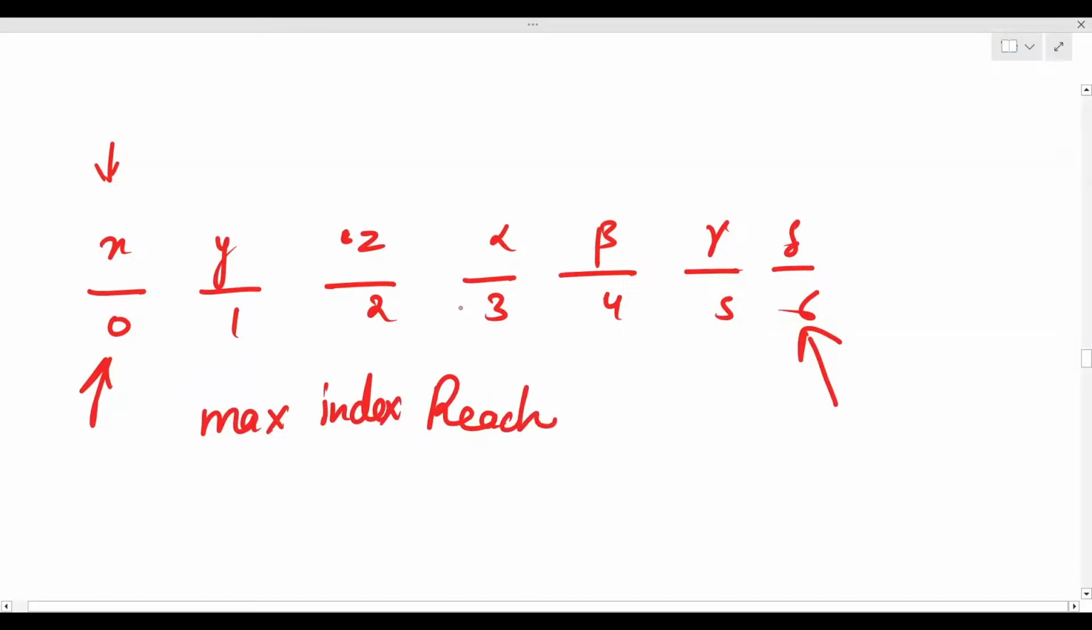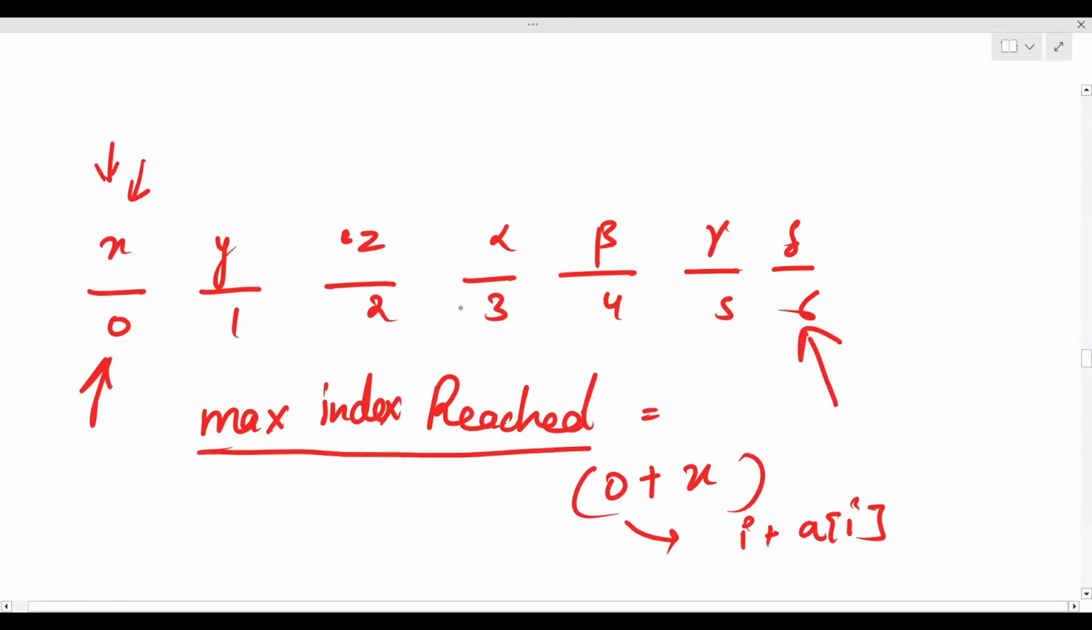It is 0, that is this index, plus x. So in other words, this is I plus a of I. So this is the maximum index that can be reached from this point. If I jump from this place, and this value turns out to be more than the value that is currently stored, I'll update this value. So right now, maybe this is pointing to this thing.